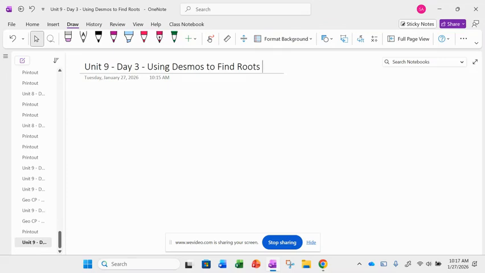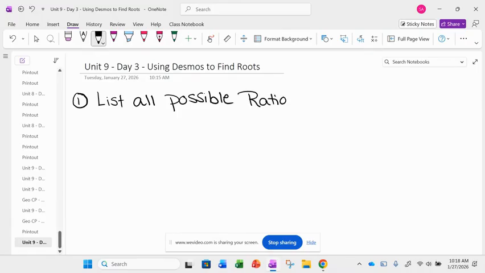Right into a problem. And this is where it's going to be a little nicer and a little less tedious. I want us to list all possible rational roots. Then find all roots.